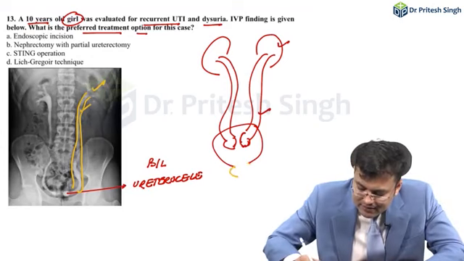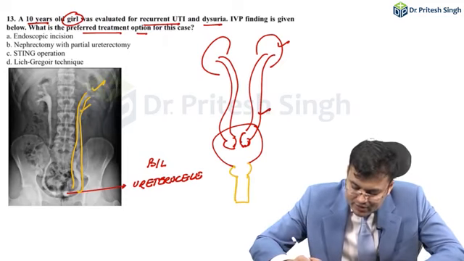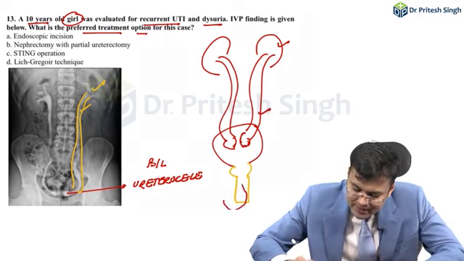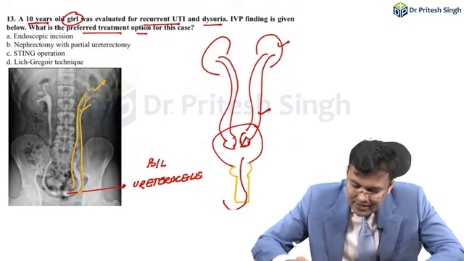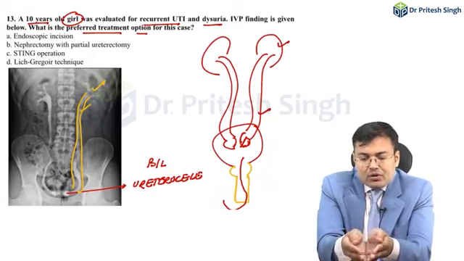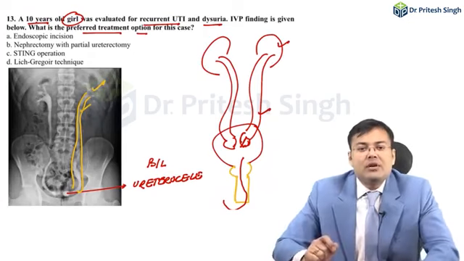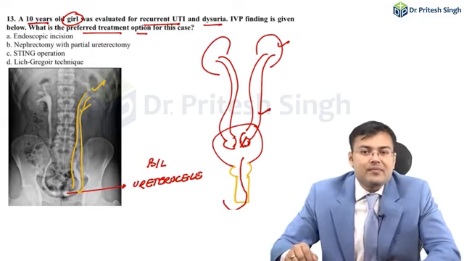What is the easiest way to correct this abnormality? Now can you see via urethra I'm going inside and I'm giving incision over the cyst or ureterocele. So if I'm giving incision over the ureterocele, what happens? The obstruction is relieved. So preferred treatment option is endoscopic incision.